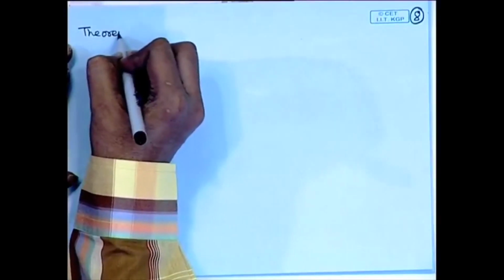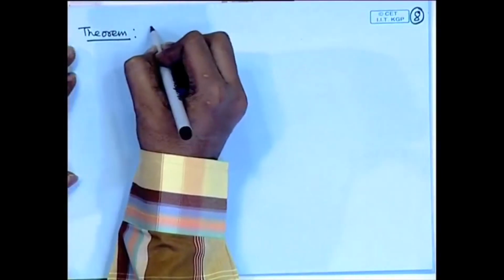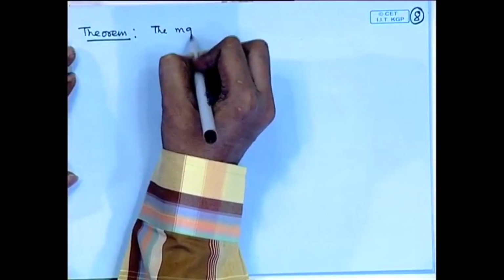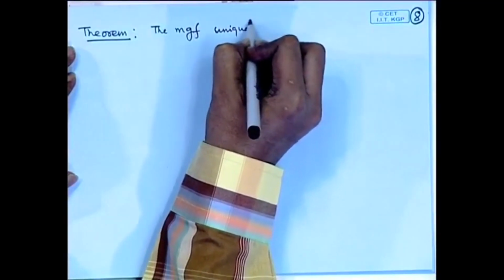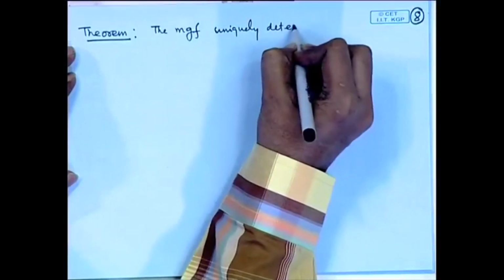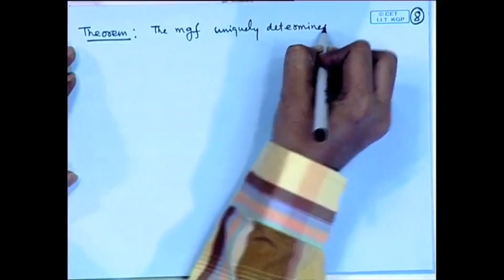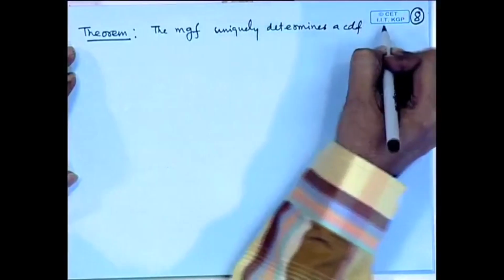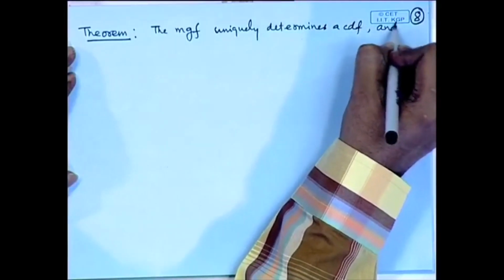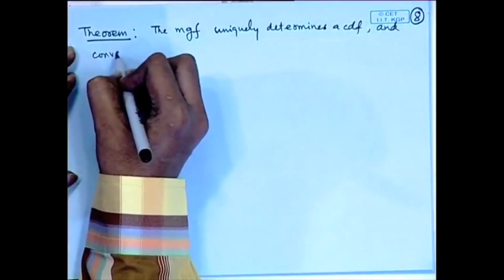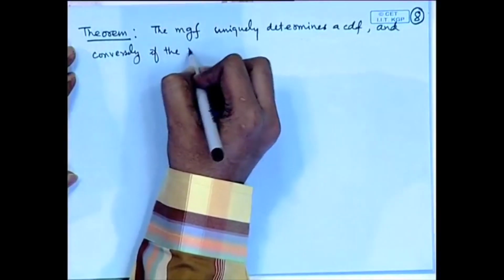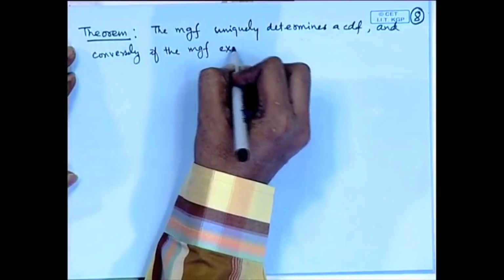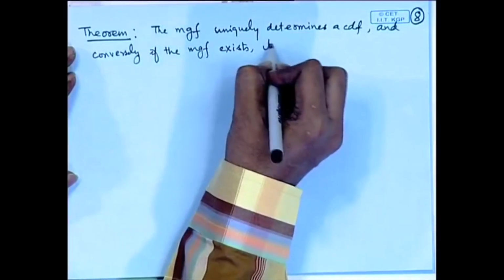So, we have the following result. The moment generating function uniquely determines a CDF, and conversely, if the moment generating function exists, it is unique.